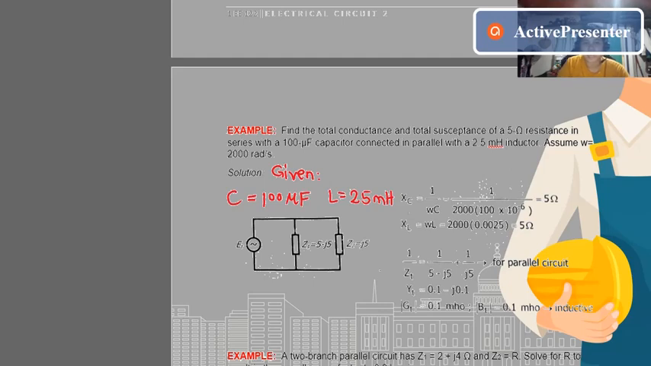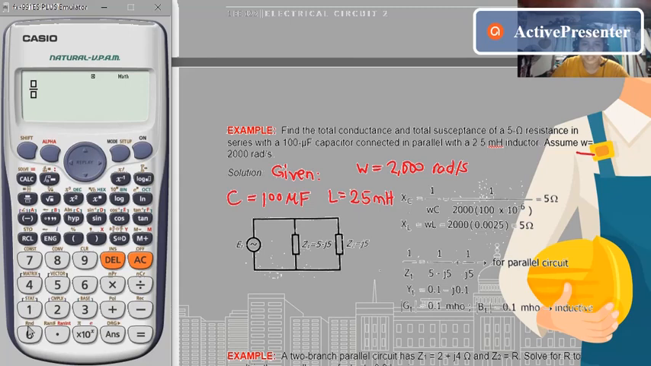Since we have a capacitor, we need to solve for our XC. For the formula of our XC, since we are given W, which is 2,000 rad per second, we substitute from our given data: 1 over 2,000 multiplied by the capacitor, 100 microfarad. So our XC will be 5 ohms.